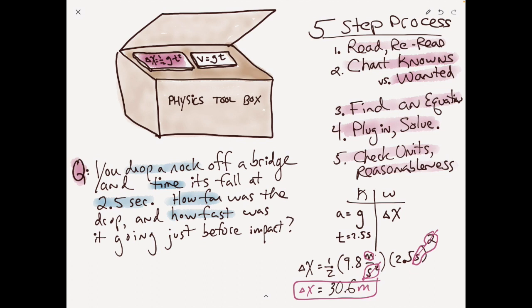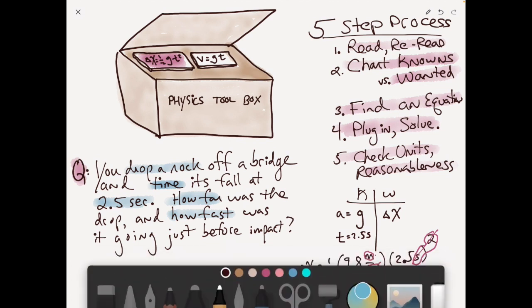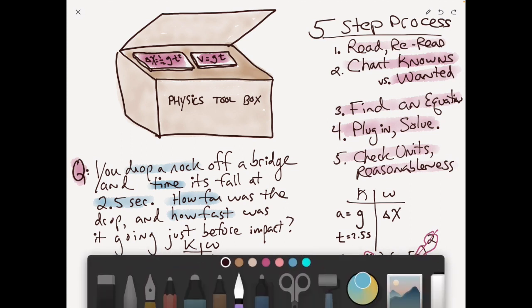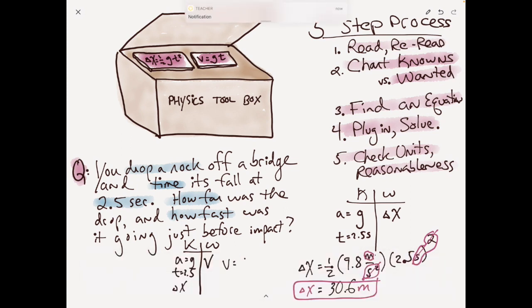Now, how fast was the object going upon impact? We would make a new chart. What do we know? What do we want? We know acceleration is g. We know t is 2.5. We now know the displacement, and we want to find the velocity. I look in my toolbox, and, oh, hey, look at that, a formula that says v is equal to g times t. So I'm going to plug in my numbers. 9.8 times 2.5 seconds gives me roughly 25 meters per second. The per second cancels with the seconds, and my units work. I get roughly 25 meters per second.